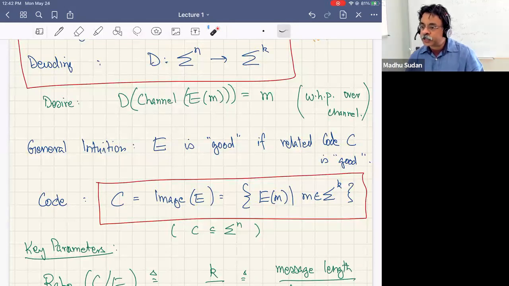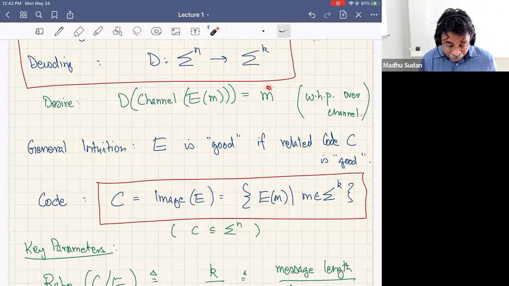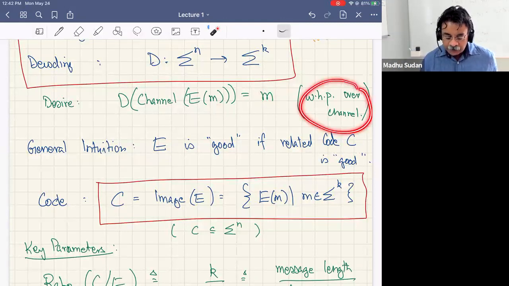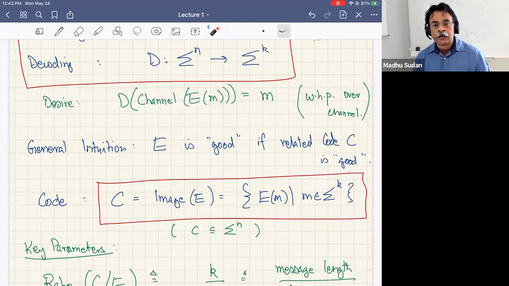Now there was a question in the chat. When we say with high probability, do we mean probability 1 over polynomial in n? Right now, m, by the way, is not an integer. It's a message. m is an element of sigma to the k. When we say with high probability over the channel, you could think of probabilities like 1 in n squared. That's okay. We will also be very happy with probability which is just tending to 1 as n goes to infinity. So 1 over log n is okay.